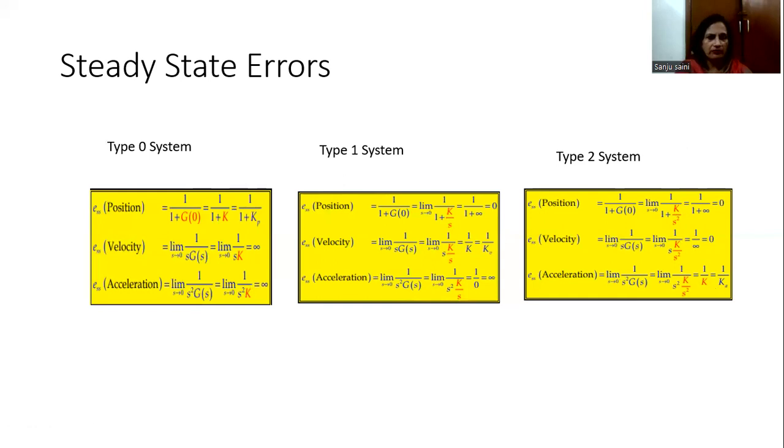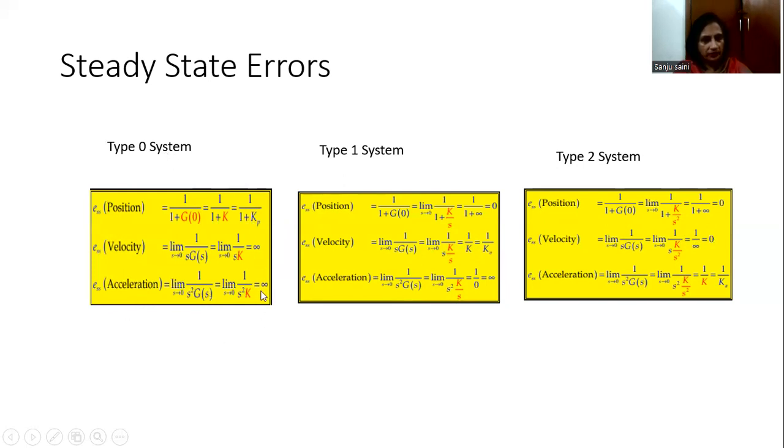So we can observe from here that as the type of the system is increasing, it is resulting in the reduction in the steady state error, because we can see that as the type is increasing, the steady state error is also becoming less. Here it is 1 divided by 1 plus Kp, here it is 0, here it is 0. Then here it was infinity, here it is 1 by Kv. With further type increase, it becomes equal to 0. Acceleration, it is for the unit parabolic input.